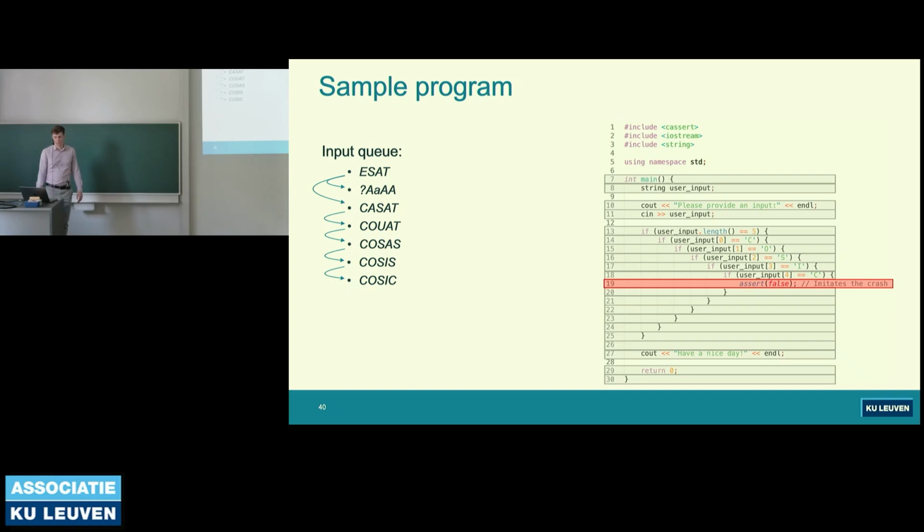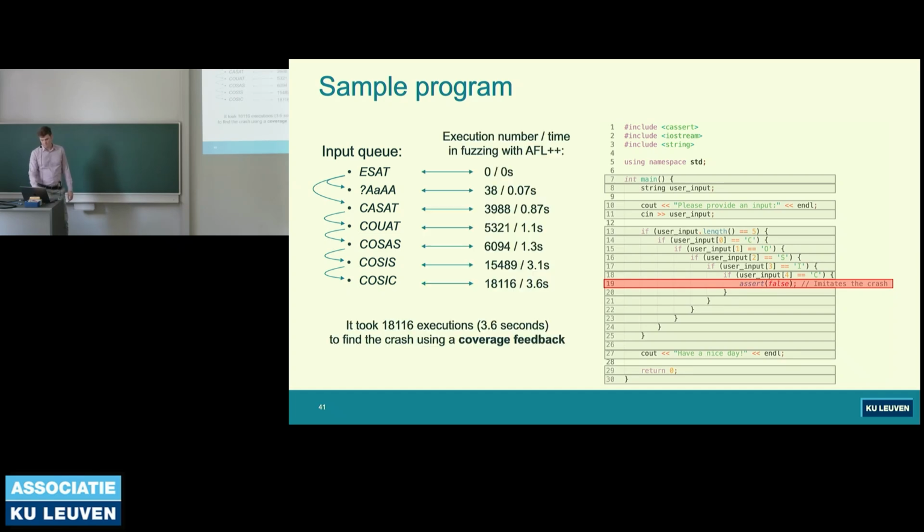that crashes our program. So that's the overall idea of how a mutation-based fuzzer that uses coverage as feedback works. You might ask, how long did it take for the fuzzer to create the input COSIC from the initial seed ESAT? And here are some numbers.